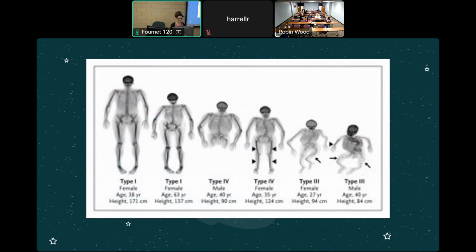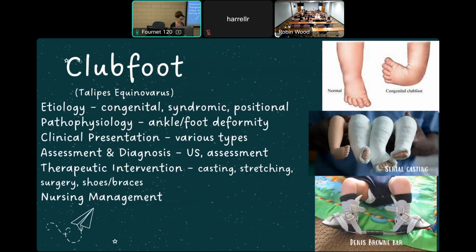So here's the different types. Some very severe, right? Clubfoot. Technical term, talipes equinovarus. Can be congenital, syndromic, positional. You'll see positional a lot. Freaks kids out. Or not kids, freaks parents out.